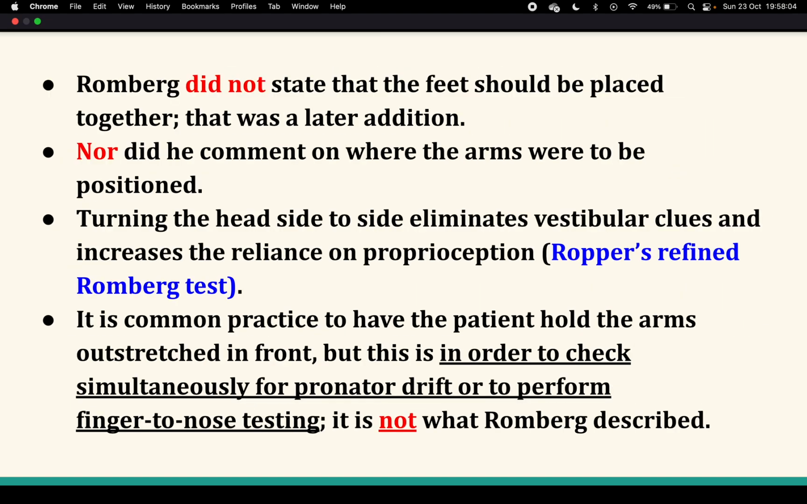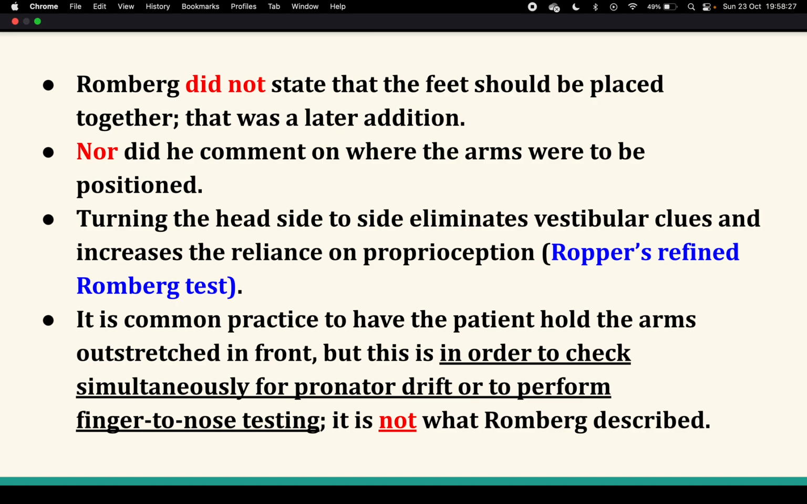But Romberg did not state that the feet should be placed together. That was a later addition. Nor did he comment on where the arms are to be positioned. Turning the head side to side eliminates vestibular cues and increases the reliance on proprioception. This is Ropper's redefined Romberg's test.